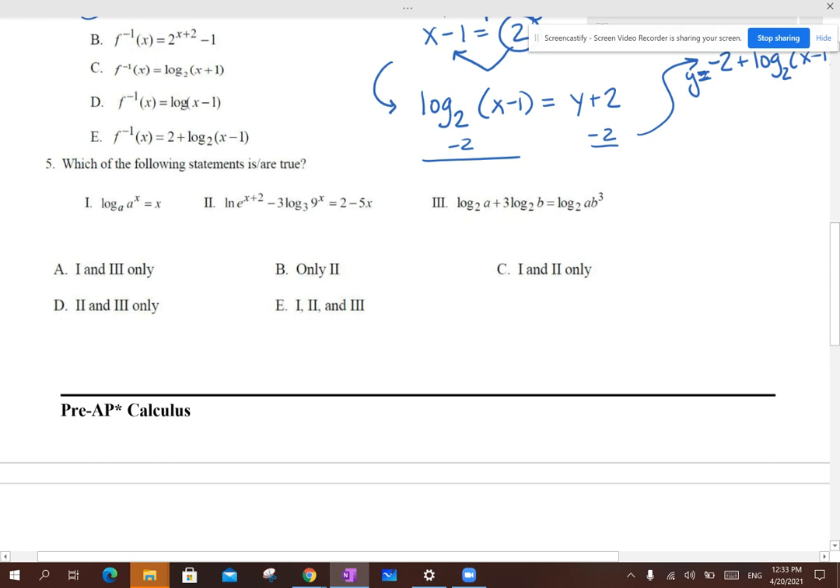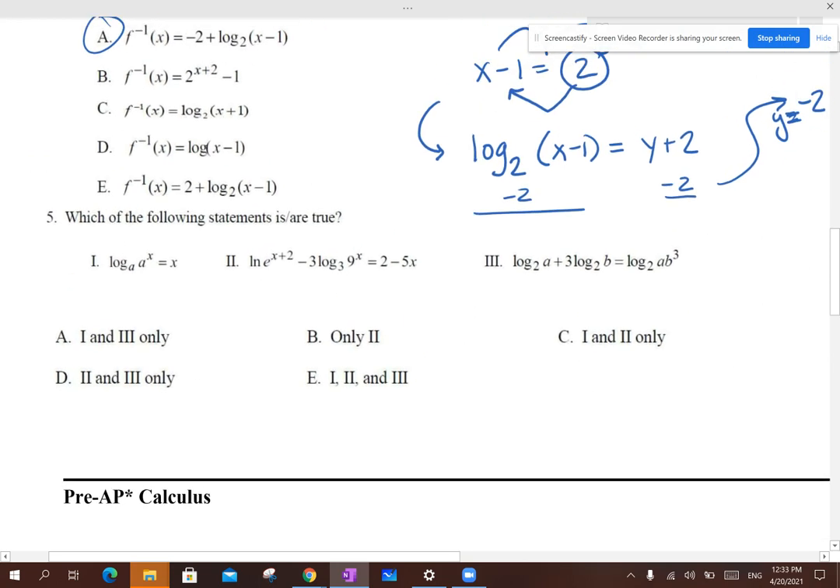All right, so let's just take a look at these properties real quick. So to get rid of a log, we could write it as exponential. So a to the x equals, and then whatever the argument is. So a to the x equals a to the x. And that is true. And the other way to remember that is, when the base of the logarithm is equal to the base of the argument, where the argument is exponential, these cancel out and you end up getting x equals x. So number 1 is true.